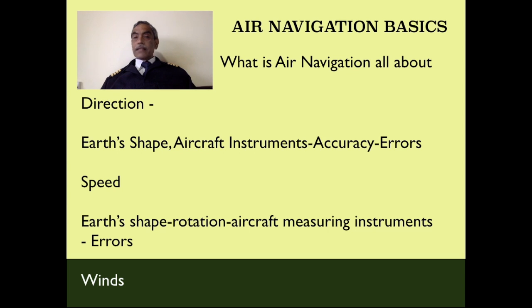So we are going to learn about all this. The Earth itself is rotating, the aircraft is moving in a direction, and aircraft measuring instruments have their own errors. And last but not the least, there is weather, winds, which keep pushing you off your track, giving you drift and errors in your navigation. We are going to learn about these things one by one in different lessons.